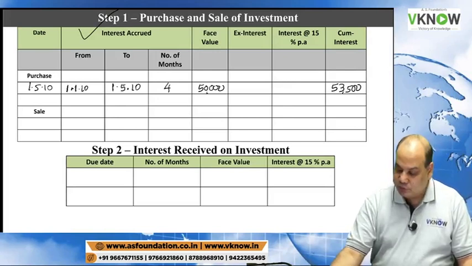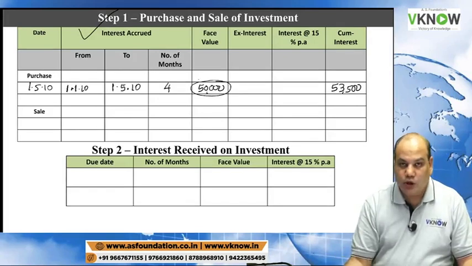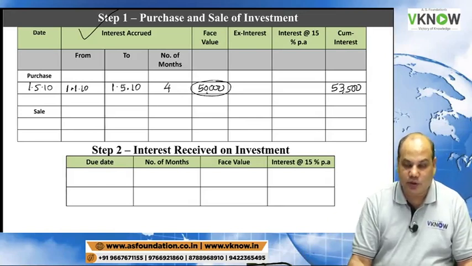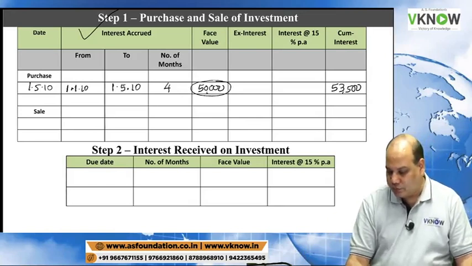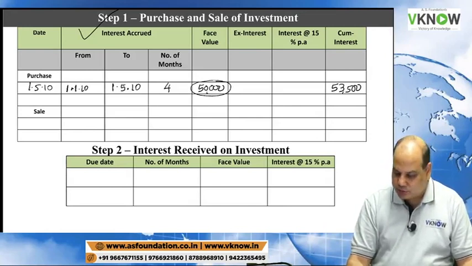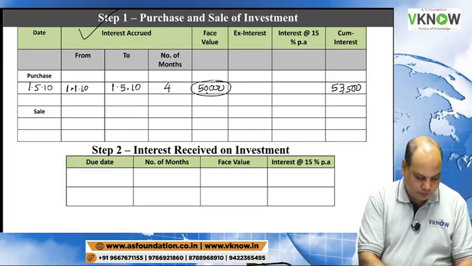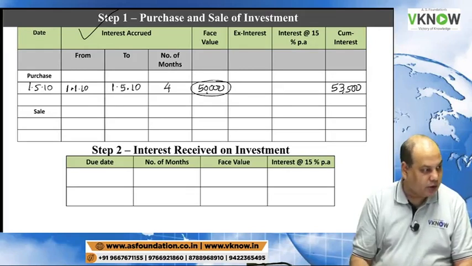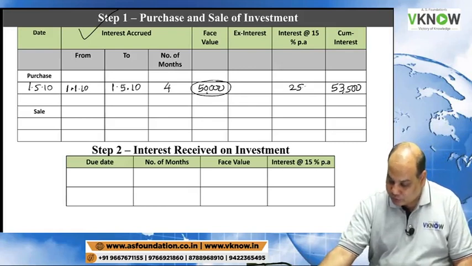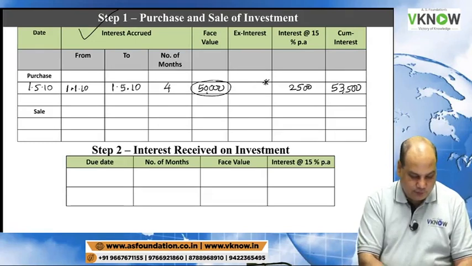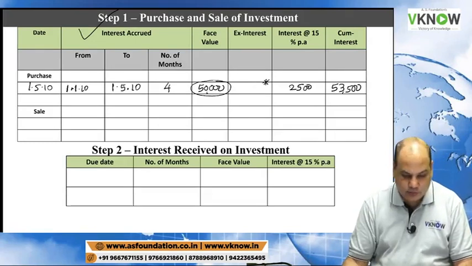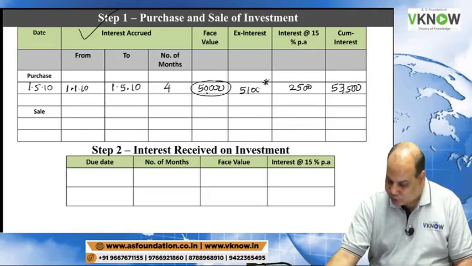50,000 into 15% into 4 by 12. So that is how much? I'm getting 2,500. Find out the ex-interest price. 53,500 minus 2,500. Ex-interest amount is 51,000.